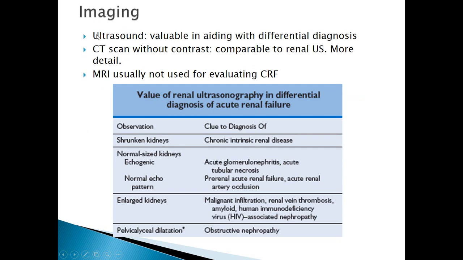In most patients, we end up getting an ultrasound, and that's usually quite valuable in helping identify what's happening and helping us with the differential diagnosis. Sometimes other studies like CT scans or MRIs may be indicated, but the starting test is an ultrasound. If you see shrunken kidneys, then you know that this may be chronic or intrinsic renal disease or renal hypoplasia. If the kidneys are normal sized and echogenic, it may point to something like an acute glomerulonephritis or acute tubular necrosis. If it's completely normal, it may be a pre-renal situation or acute renal artery occlusion. If the kidneys are enlarged, then you think of something like malignant infiltration or renal vein thrombosis. Or if you see, of course, hydronephrosis, then you think of obstructive uropathy.